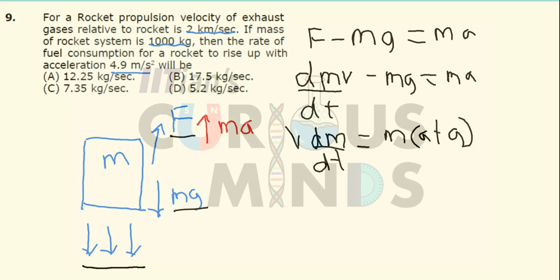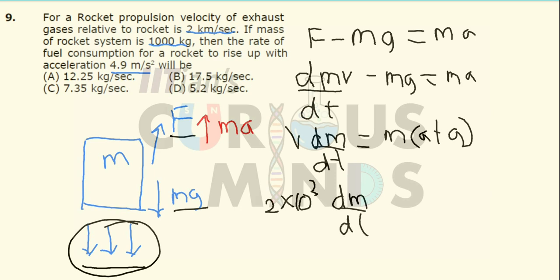Now understand that dm/dt is the rate at which the gases are exhausted, or removed, from the rocket. The velocity over here is given as 2 km per second, so in meter per second it can be written as 2 into 10^3. dm/dt is what I have to find out. The mass over here is equal to 1000 kg, which is 10^3. The acceleration in the upward direction is given as 4.9, so I will take this as 4.9 plus 9.8.